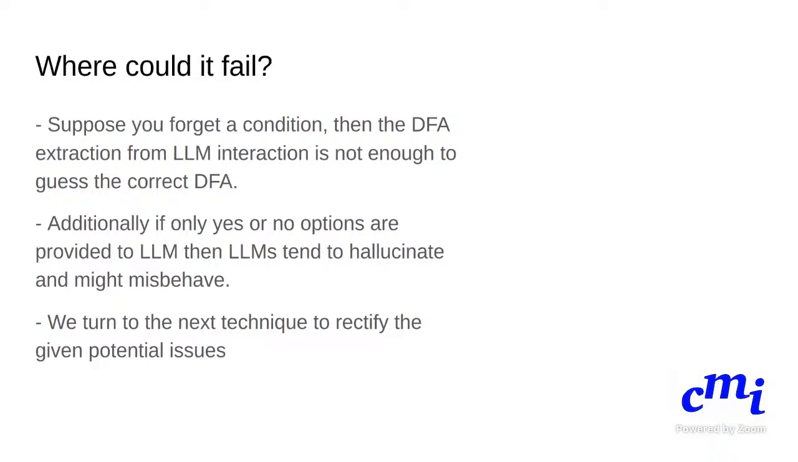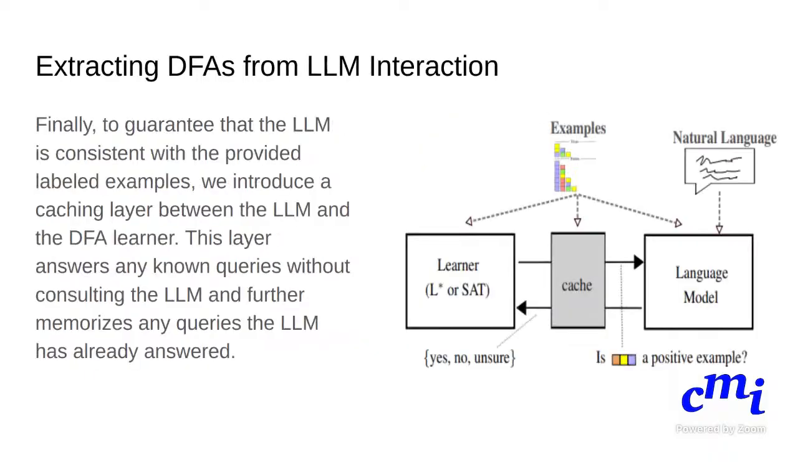So we look at where it could fail. Suppose you forget a condition in the DFA interaction, can you go back to the previous thing? I want to understand that flow completely. Now, the L-star, the way you introduced earlier, was it the teacher or the learner in that picture? I think your question is why the learner is bracketed as L-star or SAT, right? Yeah.